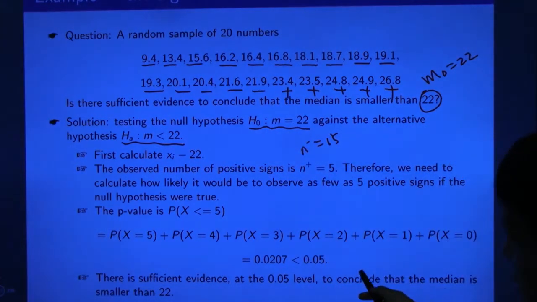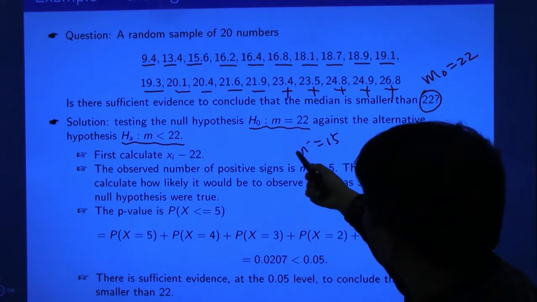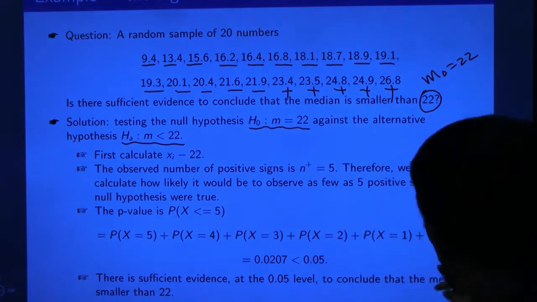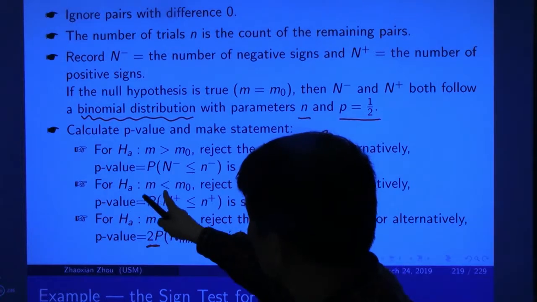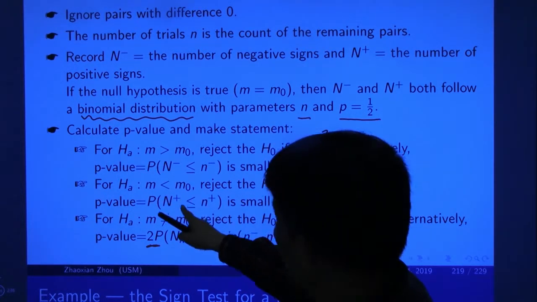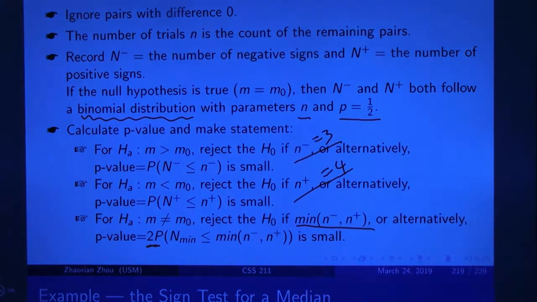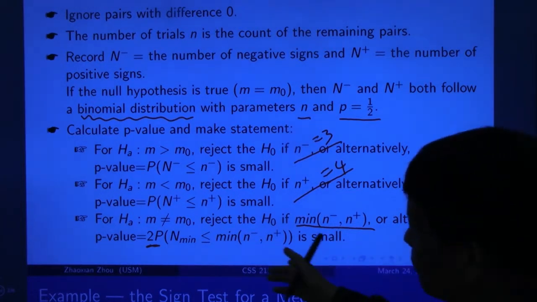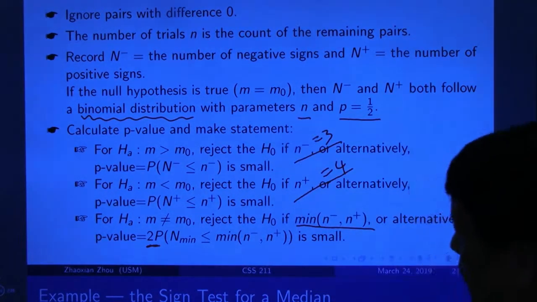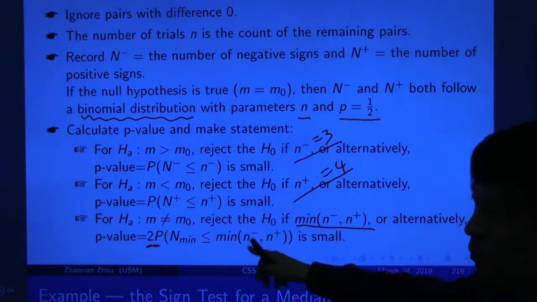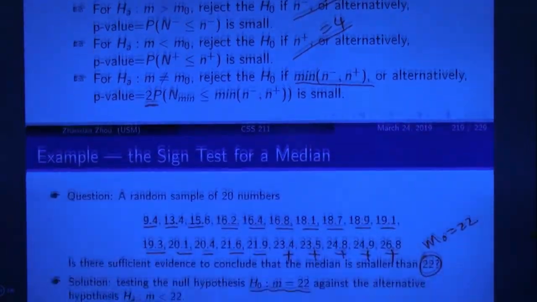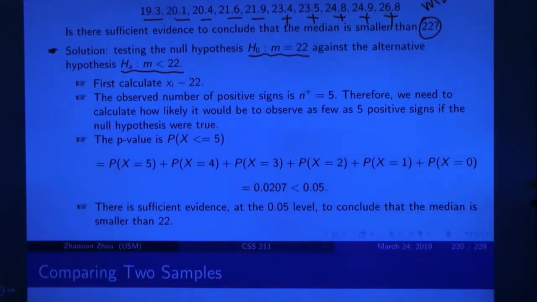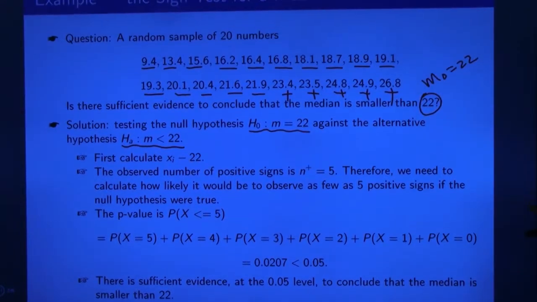But for this test, for this HA, we don't need to care about N minus. We want to care about whether N plus is too small. So you can see we only care about N plus. We want to calculate the p-value related to N plus. If this p-value is too small, then we are going to reject H0. Now for N plus equals 5, we are going to calculate the p-value.